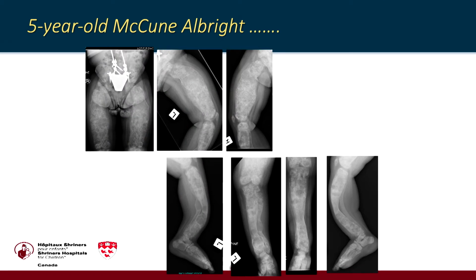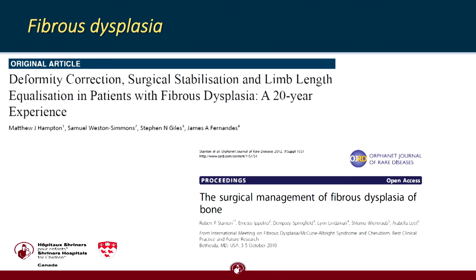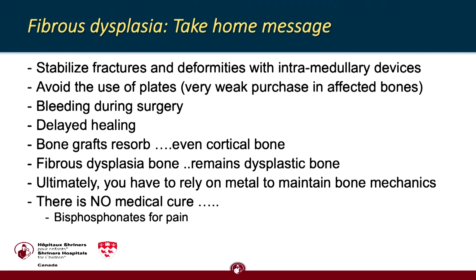Just to remind you, these kinds of conditions can be very complex and very hard to treat. This is an example of syndromic fibrous dysplasia, McCune-Albright syndrome. If you want to know more about the surgical management of such disease, there are good series with long-term experience. One of them is from Sheffield, from Mr. Fernandez's group here. So the take-home message for fibrous dysplasia: stabilize the fractures and deformities with the intramedullary nail, protect the whole bone, and avoid plates because of weak purchase.